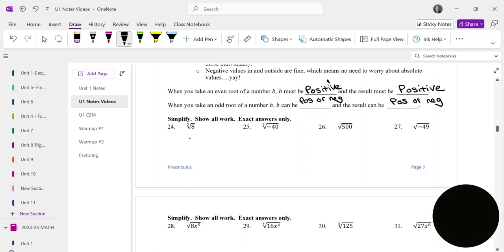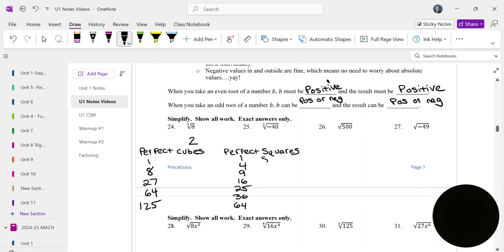So for example, the cube root of 8 is 2. The cube root of negative 40, well, remember, perfect cubes, right? Numbers that are perfect cubes, 1, 8, because 2 to the 3rd is 8, 27, 64, 125, right? Perfect squares, it's 1, 4, 2 squared, 9, 16, 25, 36, 64, 81, 100. Those are the ones up to 10.